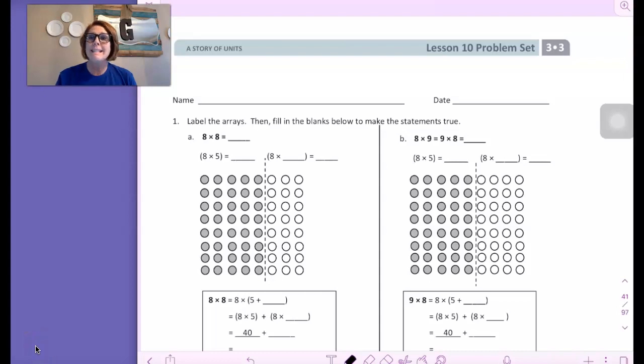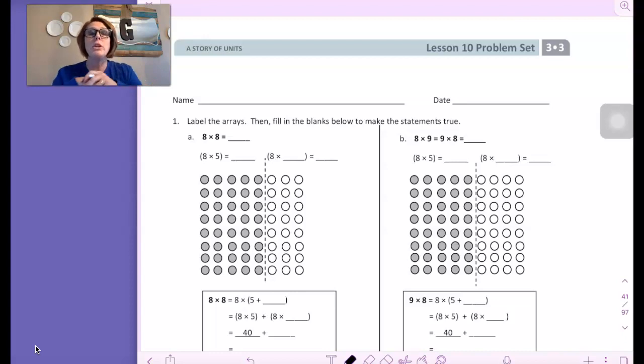Hi boys and girls, this is lesson 10 problem set. We're going to do all of the problem set together today. So please pay close attention and do your very best work. I'm going to ask you to do some parts on your own and come back and check your work.